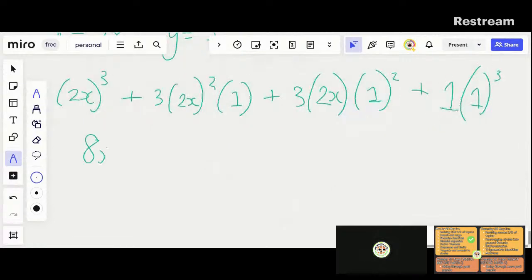So that's just going to be 8x cubed. 2x squared is 4x squared, 4 times 3 is 12, so 12x squared. 3 times 2 is 6, plus 6x, and then you've got plus 1. Okay, and that's the expansion. Well done, Logan, for getting that correct.